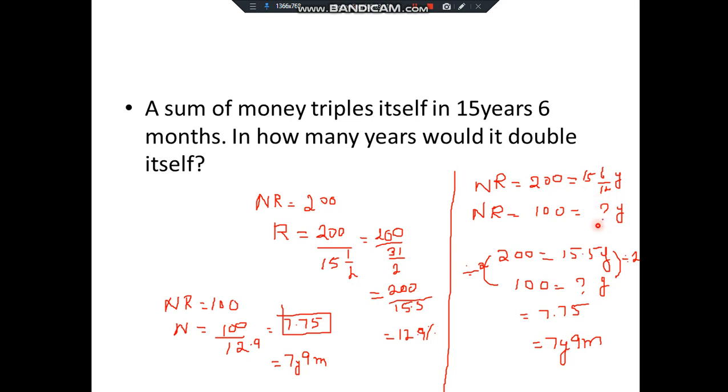So 100 is equal to question mark. Now find the relation and find the answer as 7 years, 9 months. I think this is quite very easy actually. Okay, you understand it. Okay.